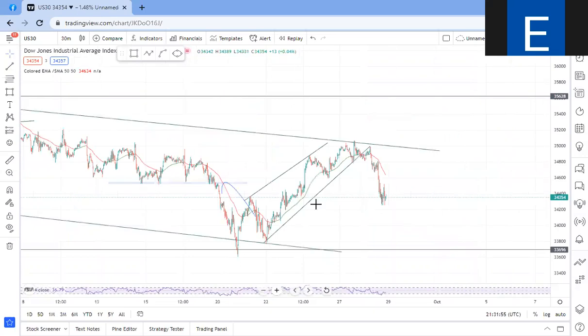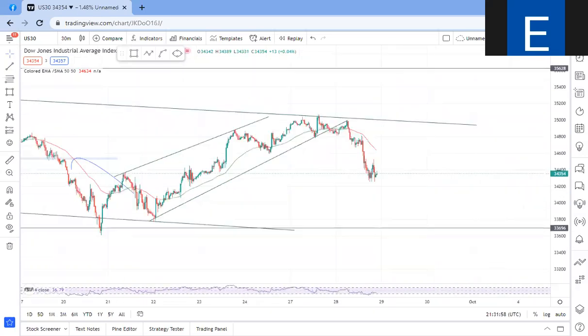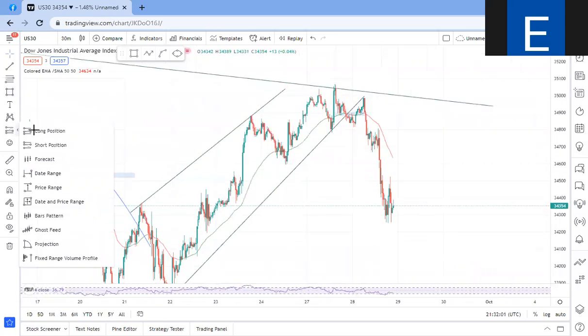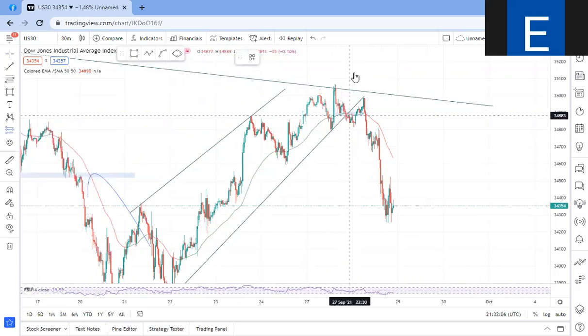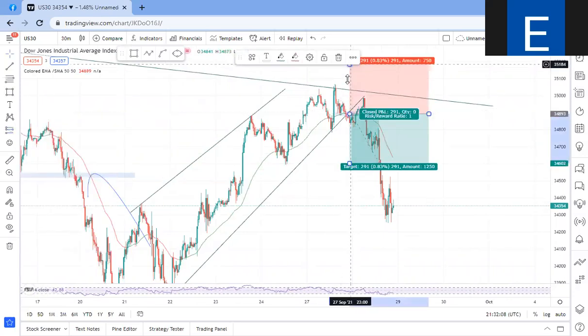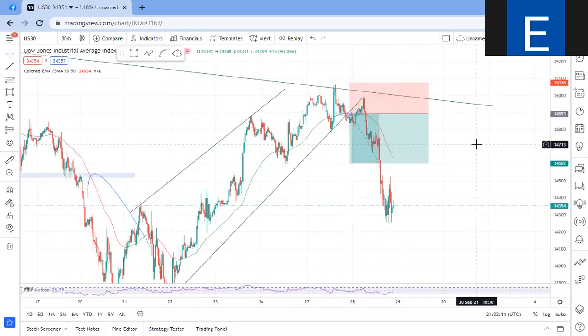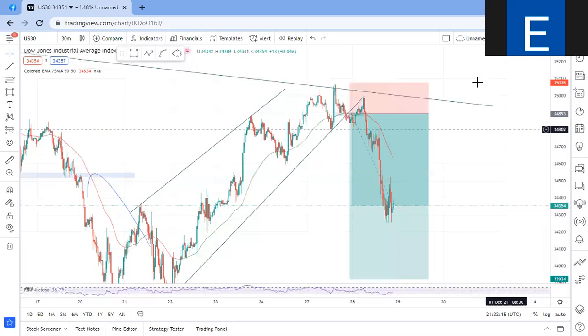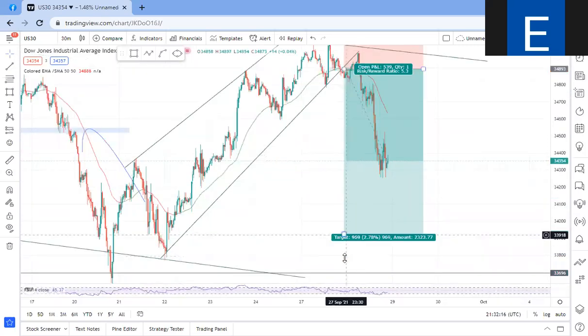Most people actually got in on this trade. Probably those who were opportuned to could have got in on this trade, with their stop loss above this area. They'll be like, okay, I think I'm putting my stop loss above that area. Then their initial target will be at the bottom here.